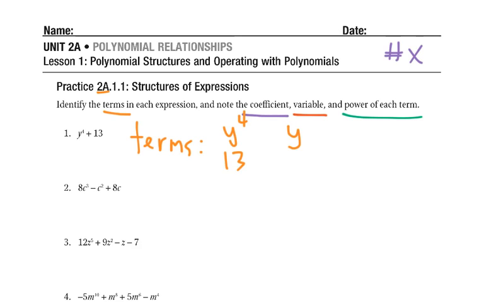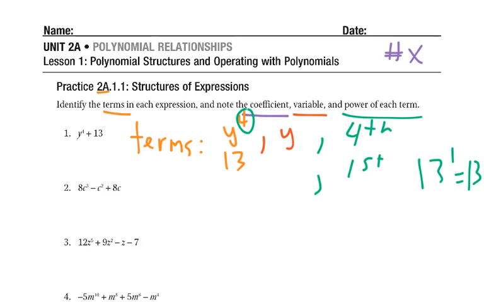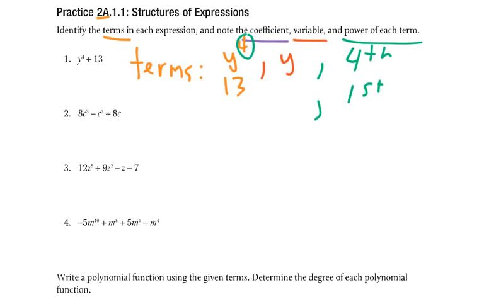Oh, I probably should have done that in red, huh? And the power of each term, okay? So it's y to the fourth, so our power would be to the fourth. Okay, for 13, what would our power be here? You may say there is no power, but it'd be to the first power. Remember, 13 to the first is 13. That anything to the first power is itself. Okay? So that's kind of what we're doing on all of these.